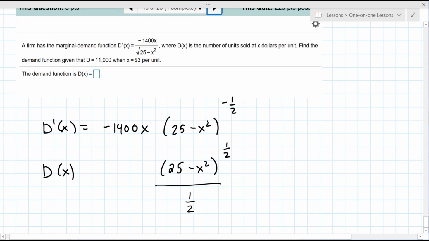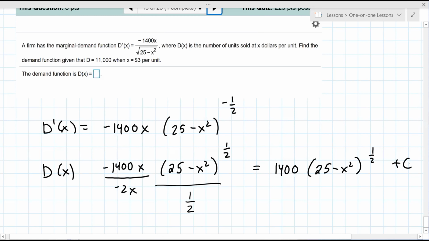Okay, and this is the tricky part. There's this chain rule thing going on that you don't necessarily care about, but this produces a minus 2x out here. So you can bring this down, minus 1400x, but you have to divide this by minus 2x. When you simplify all this, you will actually get the right answer. This produces 700. 700 over 1/2 is 1400. Oh, that actually works out. So the shortcut is it's that number, positive, 25 minus x squared to the 1/2 power plus c, but we're not done.